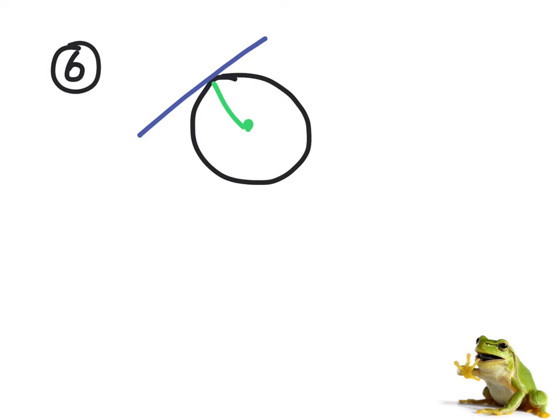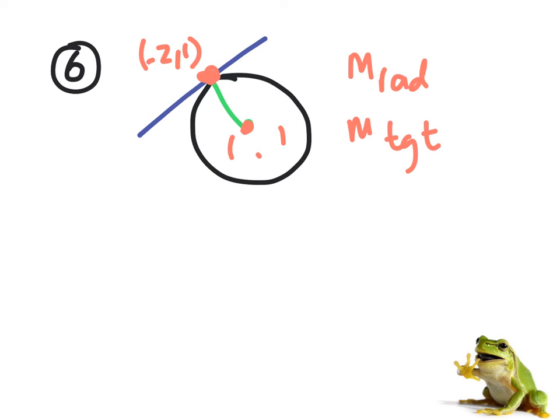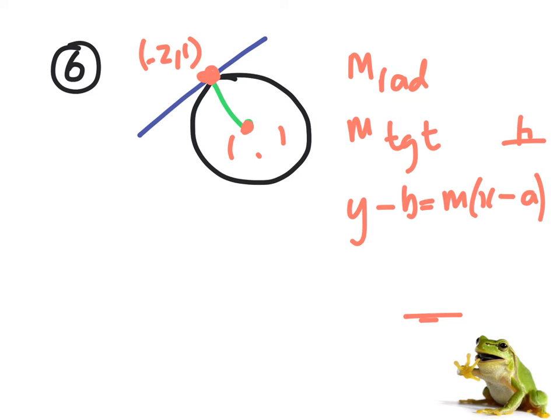Question 6. What's the equation of the tangent? Well, we know this point on the edge is -2, 1. From the equation we can get the centre. I'll let you get that. Once you've got that, you can work out the gradient of the radius. That will then give you the gradient of the tangent, because we know it's perpendicular. Then we can use that answer and the point on the edge and your y minus b to get your answer.